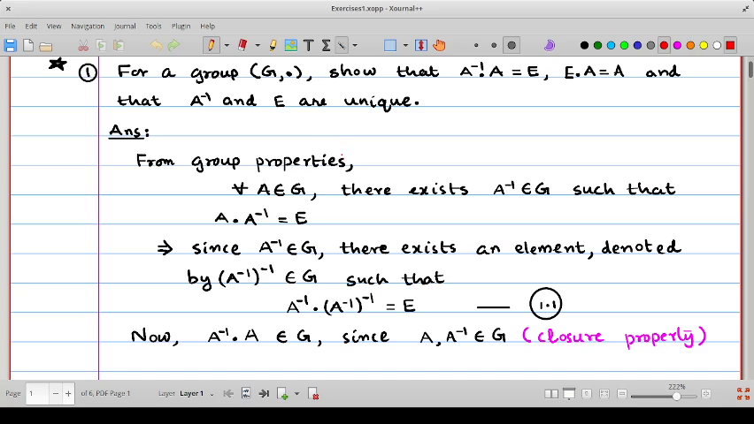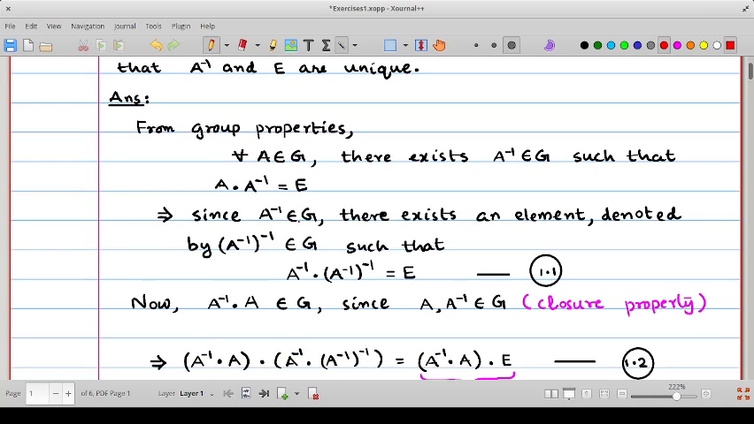From the group properties, we know that for every element A of the group, there exists an inverse, which we denote as A inverse, such that A dot A inverse is equal to E, the identity of the group. Now, A inverse is an element of the group, and therefore it also has an inverse, which we denote by A inverse inverse, such that A inverse dot A inverse inverse is the identity.